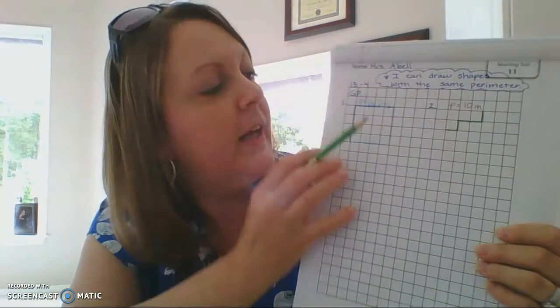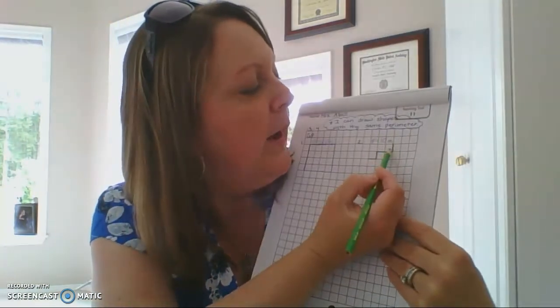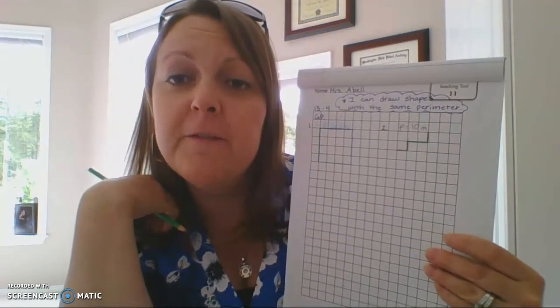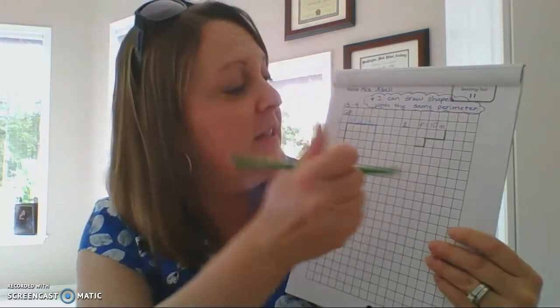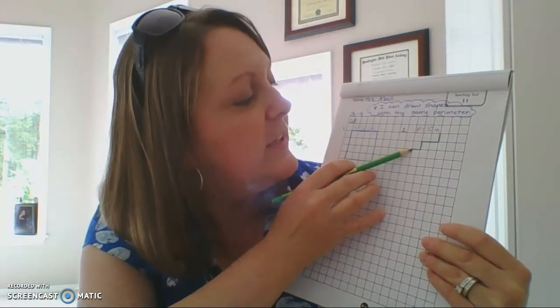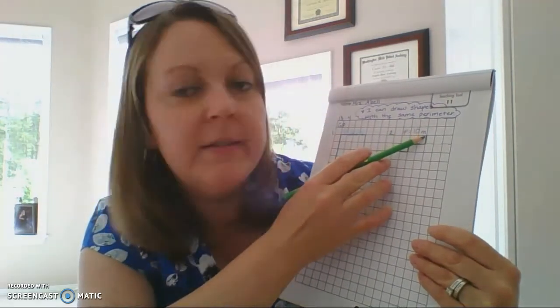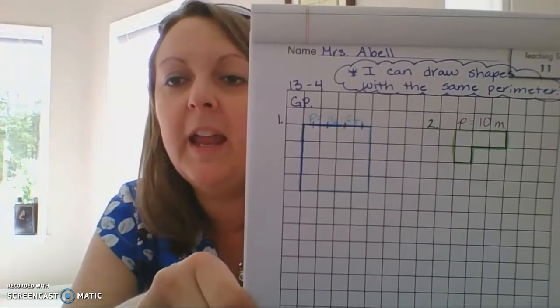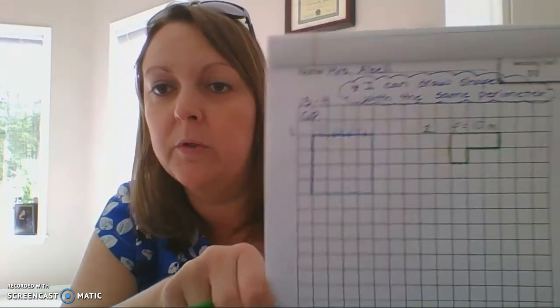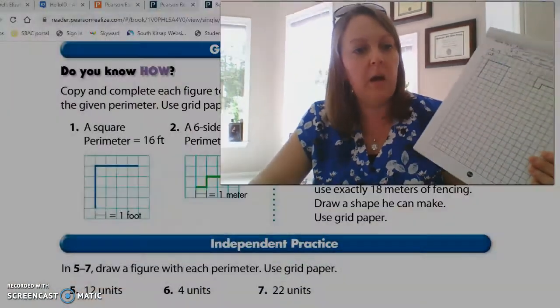And now, okay, I've already started my shape. So I'm going to count how many I already have. 1, 2, 3, 4, 5. Now I have to finish and close that shape to make it have a total of 10. So to me, what if I go 5, 6, 7, 8, 9, 10. I am going to close up my shape. There. And now I have a 10-meter perimeter around my shape. Okay?